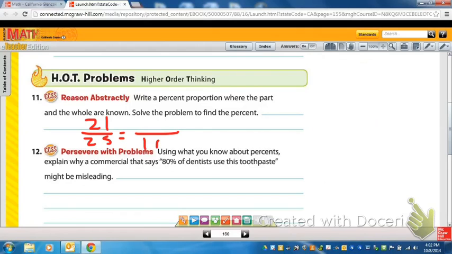And it has to equal 100 on the bottom. So we know that 25 times 4 is 100. So 21 times 4 would be 84. So that's kind of how you do number 11. You can make up your own problem, or feel free to use the one I did for you.